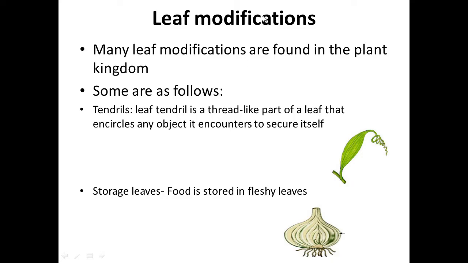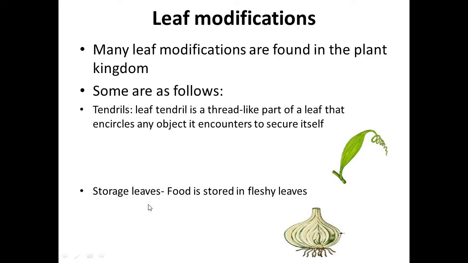So now we will discuss leaf modifications. There are many types of leaf modification found in different plants in the plant kingdom. We'll discuss some of the following. The first one is tendrils. A leaf tendril is a thread-like structure or part of the leaf that encircles any object it encounters to secure itself, and this is commonly found in vines.